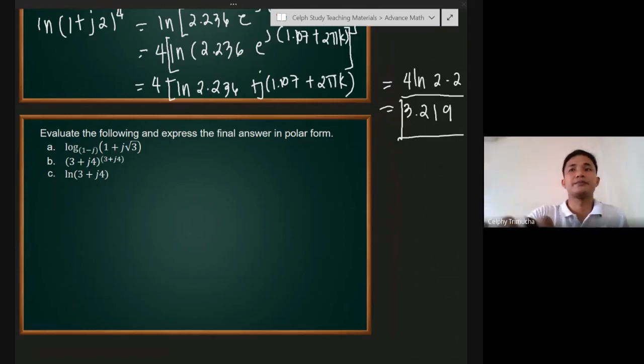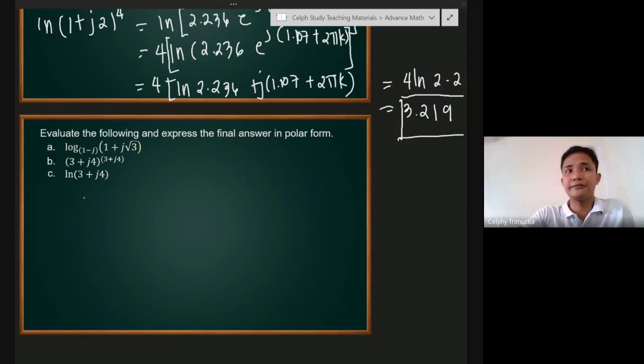Evaluate the following and express the final answer in polar form. Letter A, we have the logarithm of (1 plus j square root of 3) to the base 1 minus j, a complex number base, not base e or base 10. So how do we solve this? We are going to solve that one.